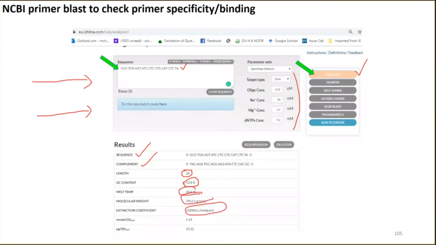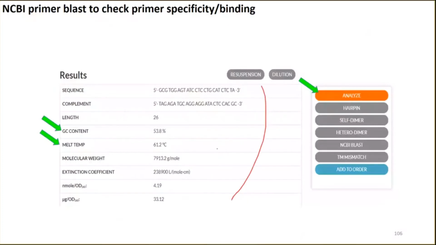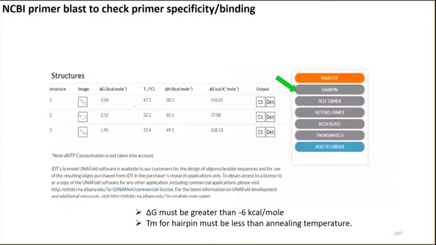The next parameter that we will test for this single primer is hairpin. Whether this primer is making a hairpin or not, we will click on hairpin. After clicking on hairpin, this is an enlarged version of the previous slide. Different hairpin information is here. It is giving the TM for the hairpin. The TM for the hairpin should be lower than the annealing temperature of the primer. If the TM is higher than the annealing temperature, it will predominantly make the hairpin and will not give amplification.